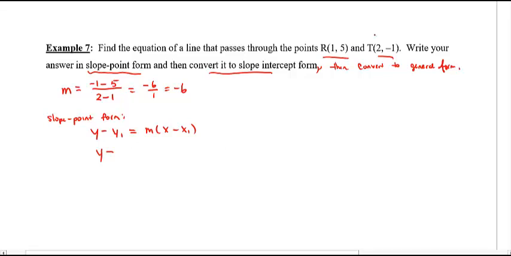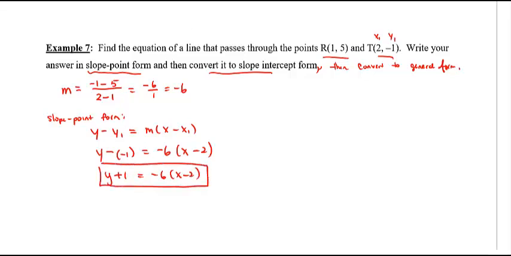I'm going to choose this one just because I want to. So the y value, -1. M is -6, x minus 2. I can simplify this just a little bit, and here is my slope point form. Now, if you chose the other point, if you chose (-1, 5), you would have found y minus 5 equals negative 6 times x minus 1. Okay, and they'll give you the exact same equation.